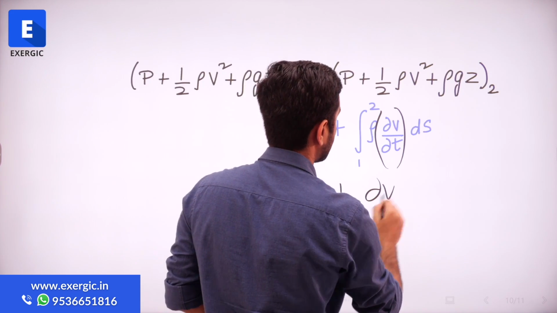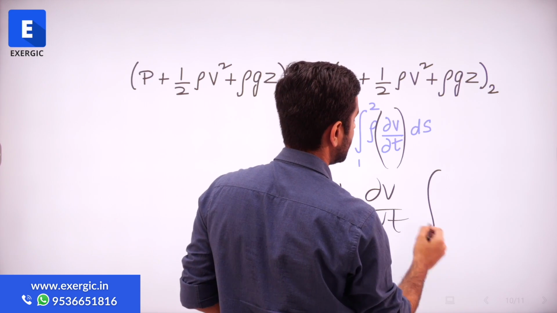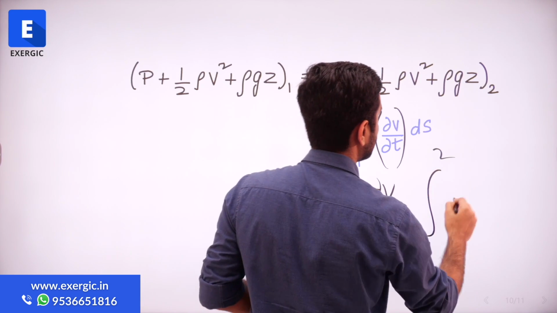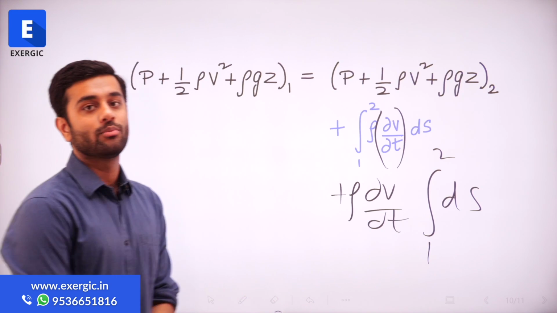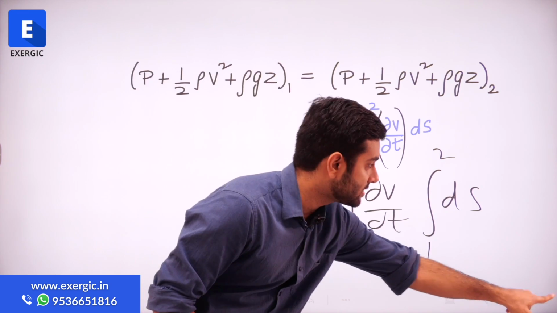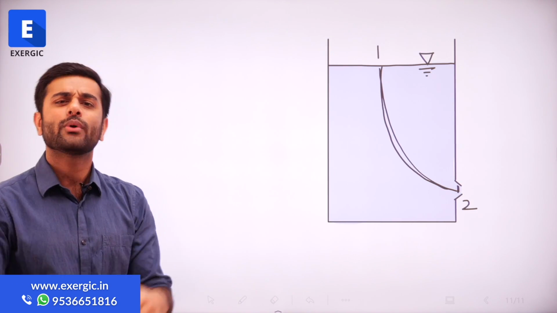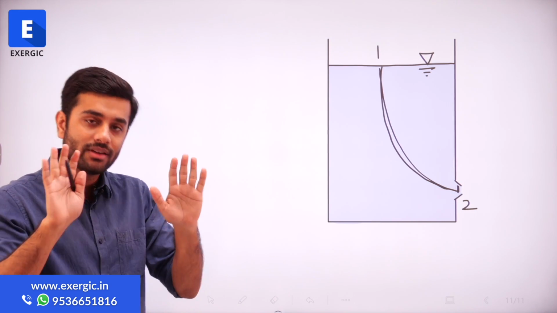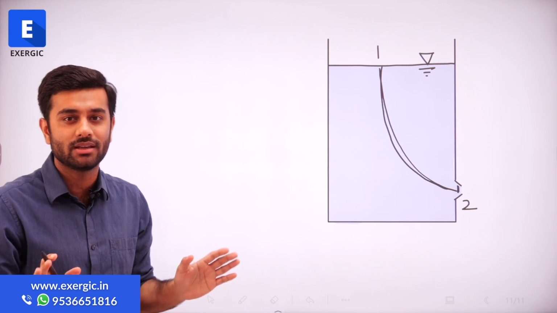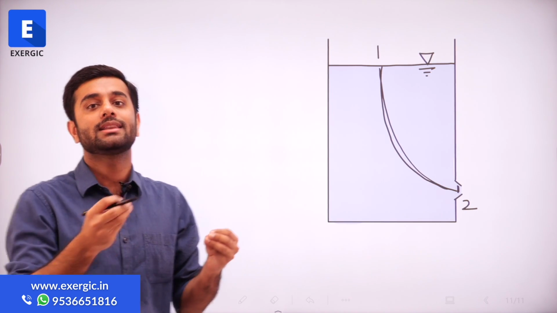Considering that to be constant, dV by dt will come out of the integration, rho will come out. You need to integrate ds from 1 to 2. What is ds? Length of the streamline. So this length of the streamline you need to calculate. How? The question will give you some expression of ds or something using which you can integrate and get the answer.